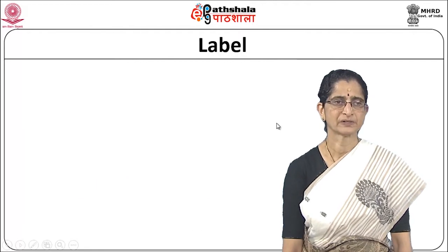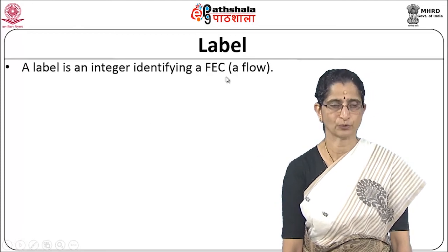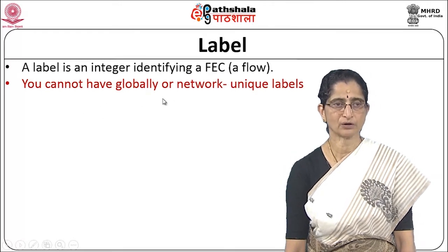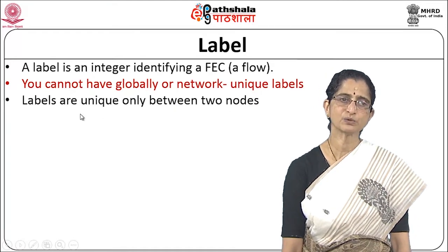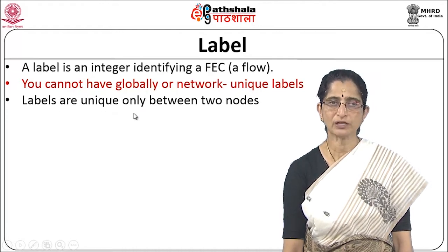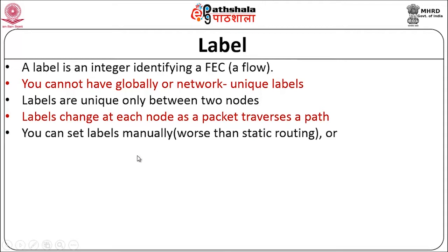Okay, so this is basically how the data will flow through the MPLS network. So what is this label? This label actually is a simple integer which identifies an FEC or a flow. Now it is very difficult to have globally unique or network unique labels. So what we normally do is we use link level labels, that is, the labels are unique only between two nodes. Okay. And the labels will change at each node as a packet traverses the path. We just saw how that is done. Okay. You can set labels manually, which is very cumbersome, or you can use what is called a label distribution protocol. So this is what is normally used.